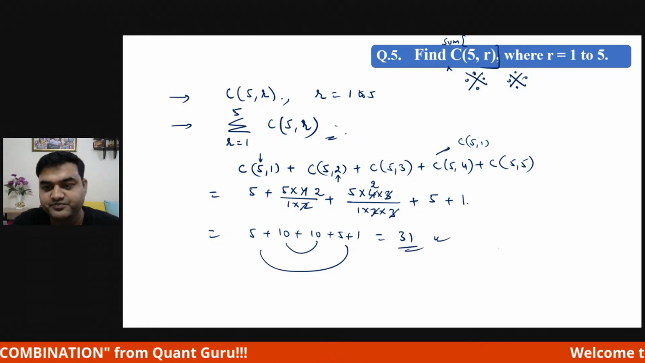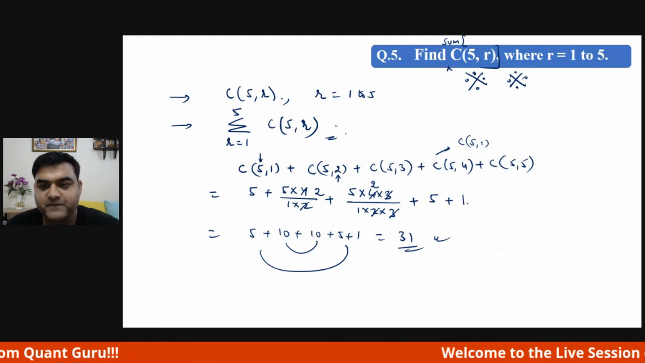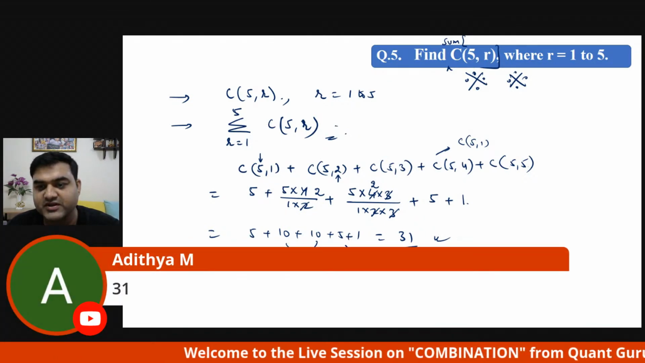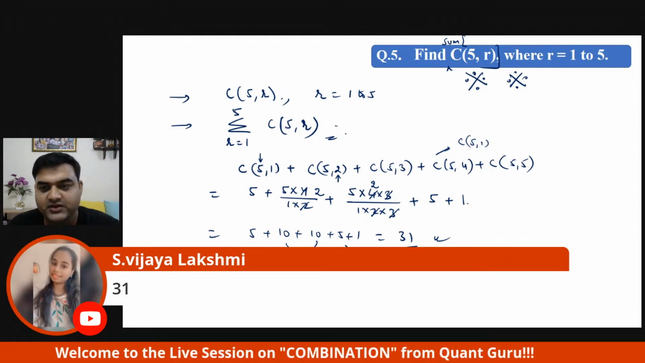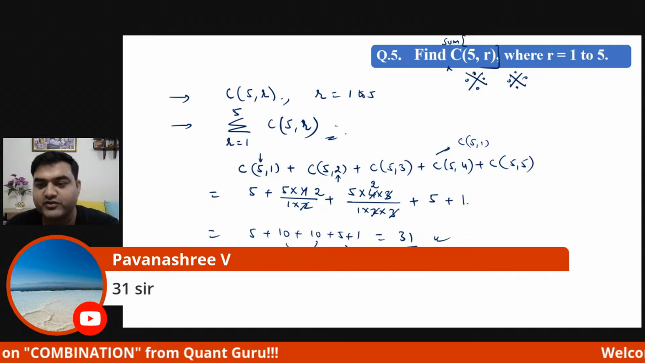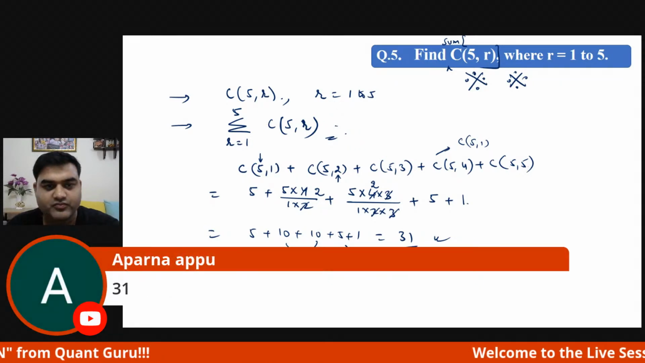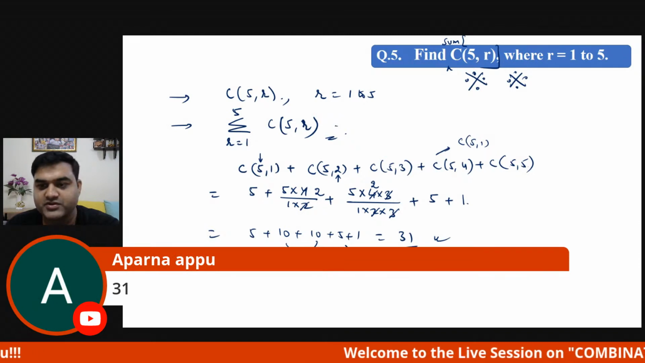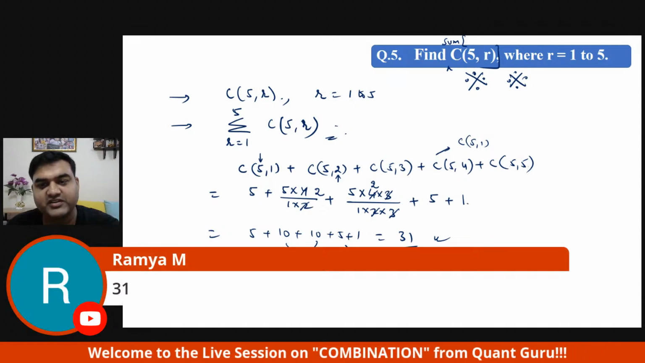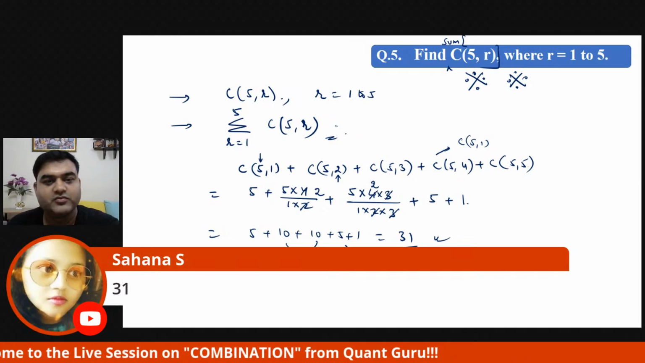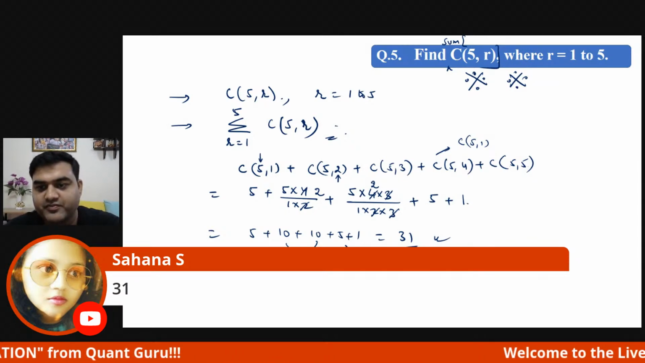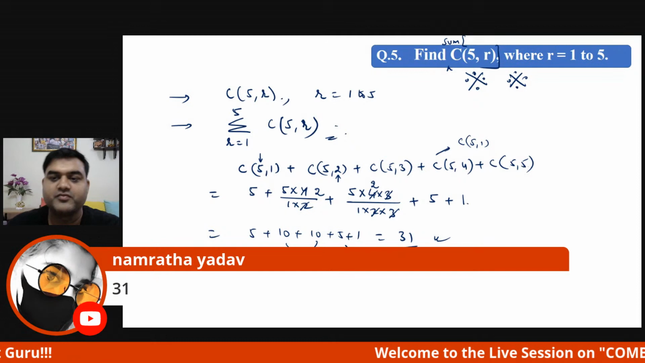Everybody has got 1. Let me know if everybody has got 31. Yes, Aditya has got 31, Vijay has got 31. Wonderful. Vijay Lakshmi has got it. Okay, Pawan Shri has got it. So very good, very good. That's really good to see. Aditya has got it. Wonderful.